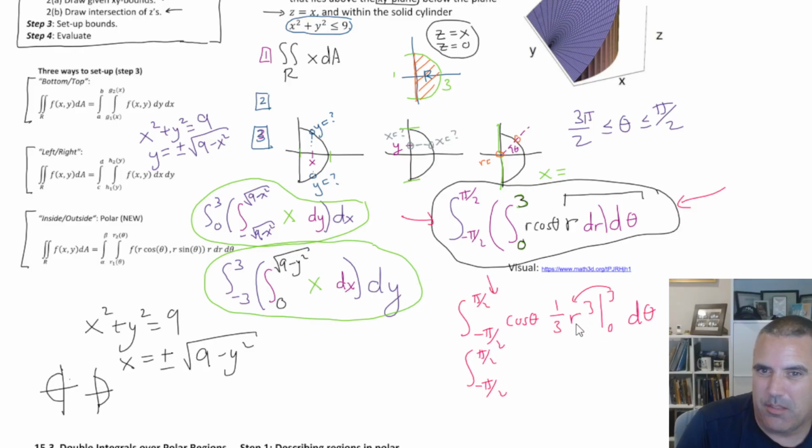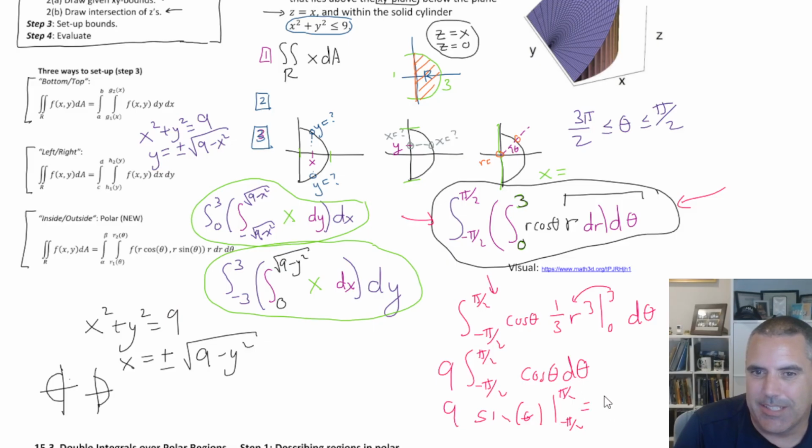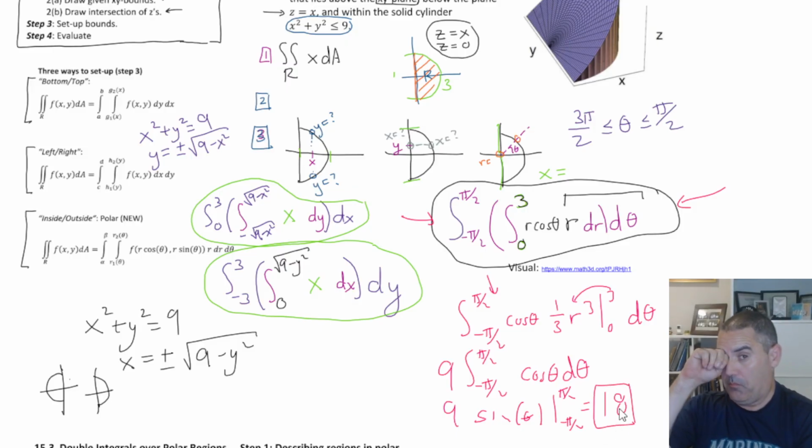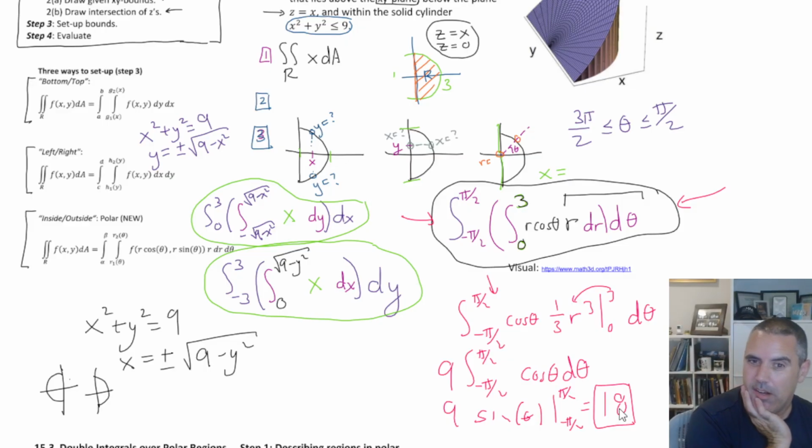And when I plug this in, I get 3 cubed, which is 27, divided by 3, which is 9. And then I'm integrating cosine. And so I get 9 times sine of theta, from negative pi over 2 to pi over 2. And so I get 9 minus negative 9. I get 18. It's the volume of that thing. So that's the volume of that ungula. And let me know in the comments if I made a mistake there. Or you could compute it the other ways.